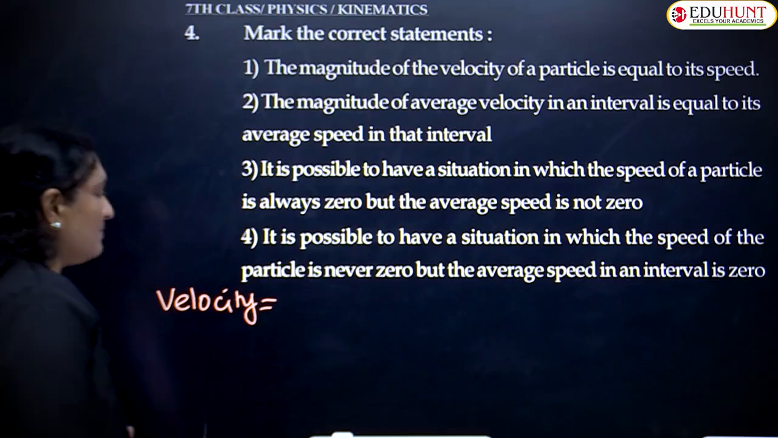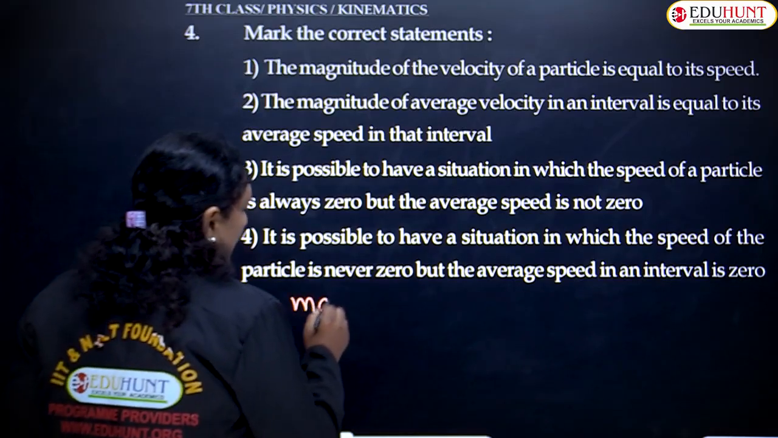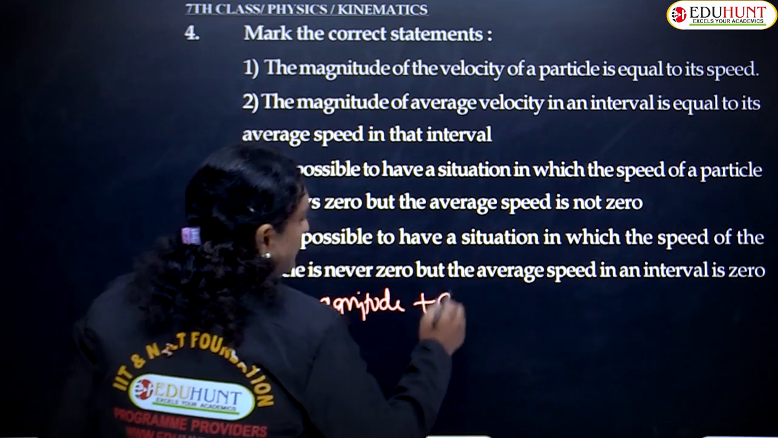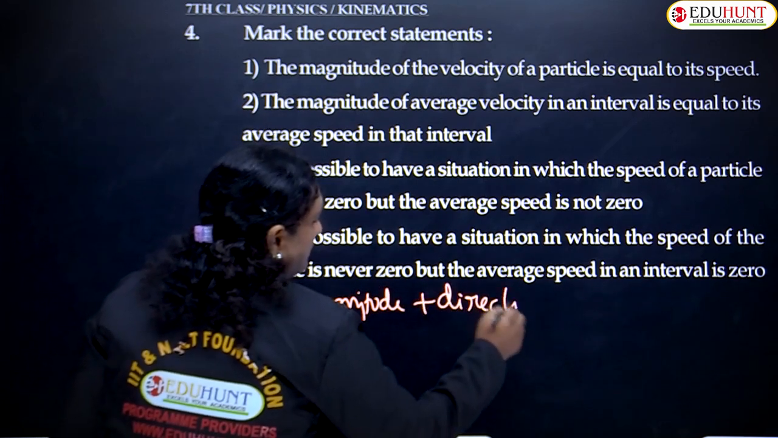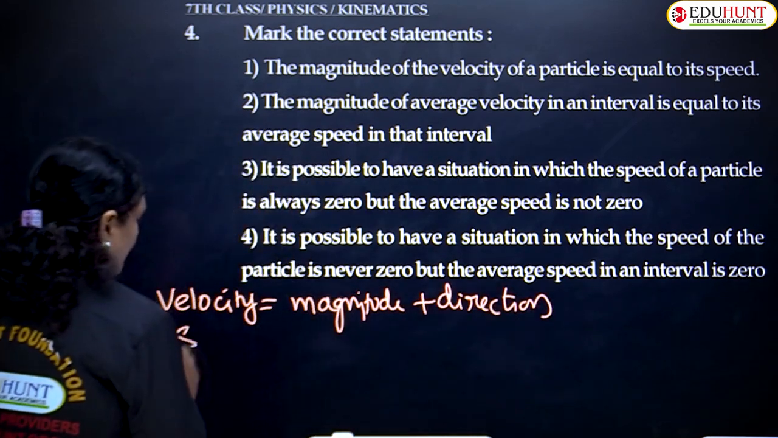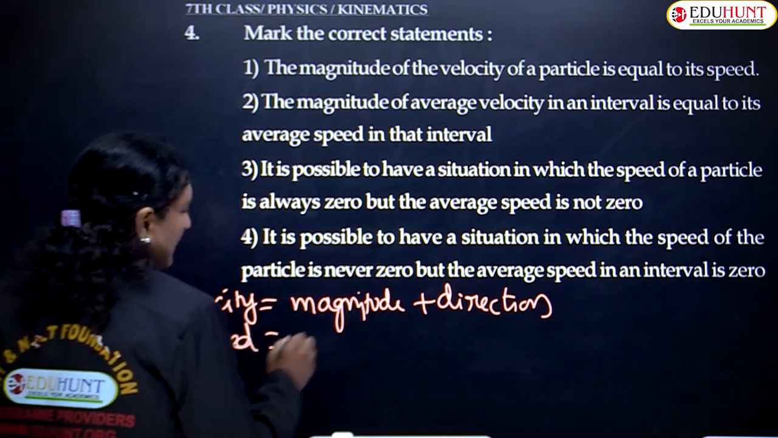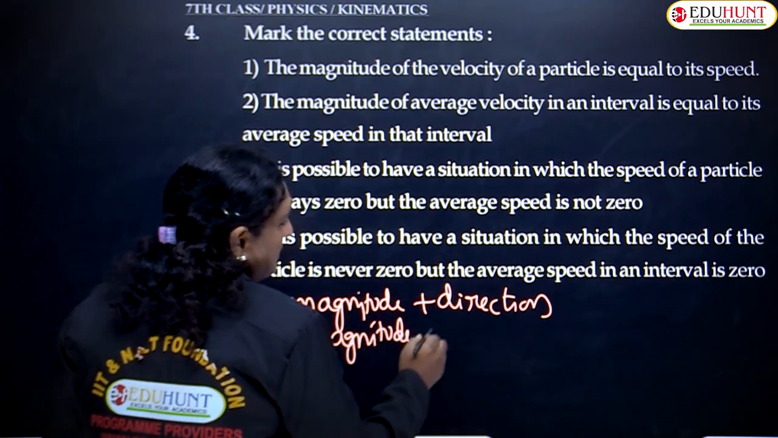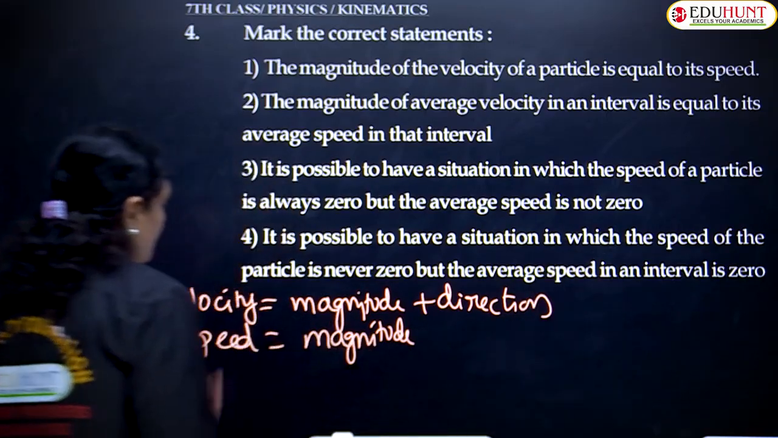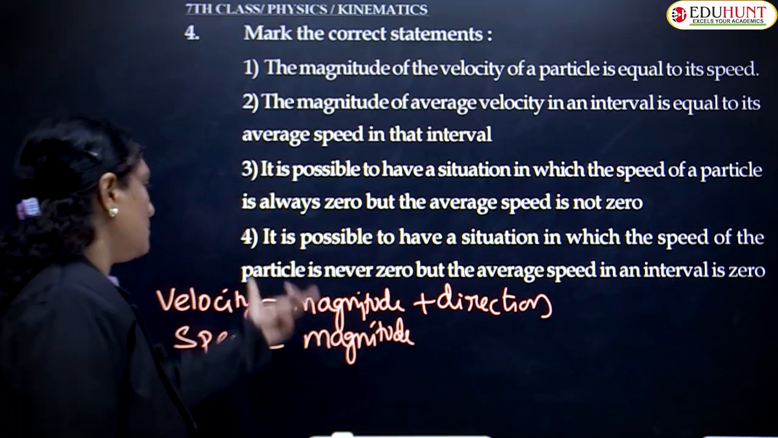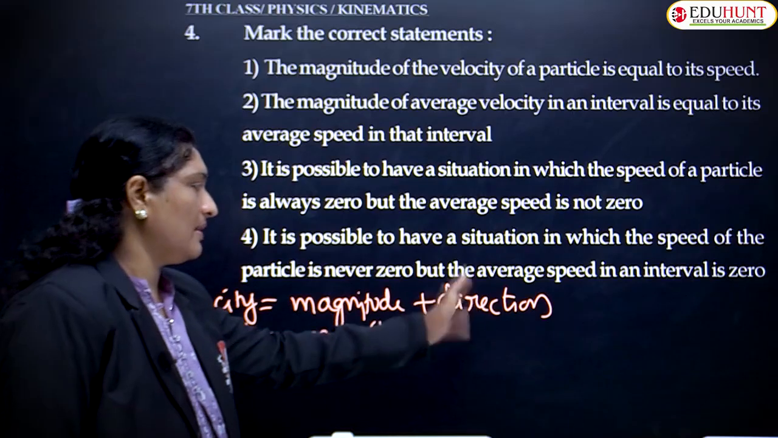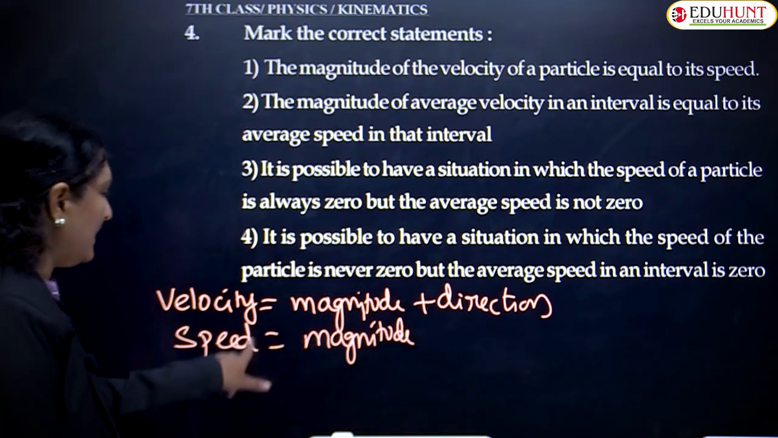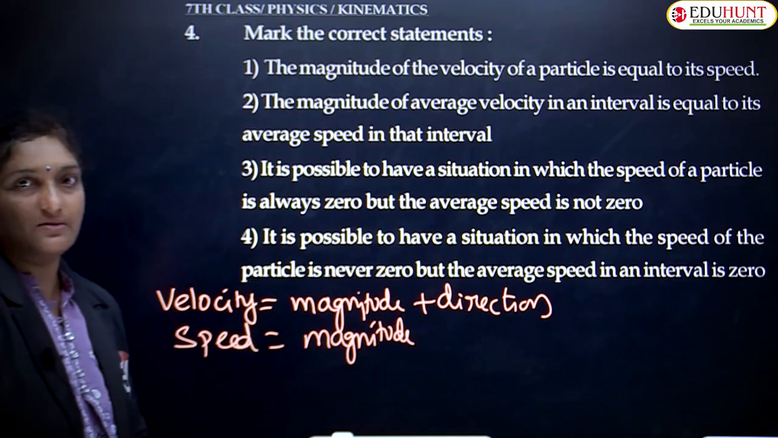But velocity has magnitude as well as direction, whereas speed has only magnitude, with no need to indicate direction. So speed has magnitude, velocity also has magnitude, but velocity has something extra along with speed. If you consider speed with the direction, then it becomes velocity.